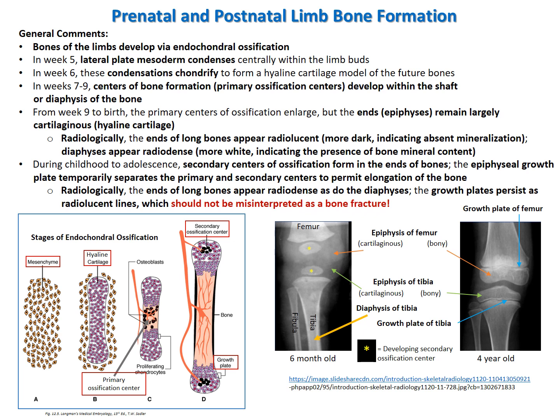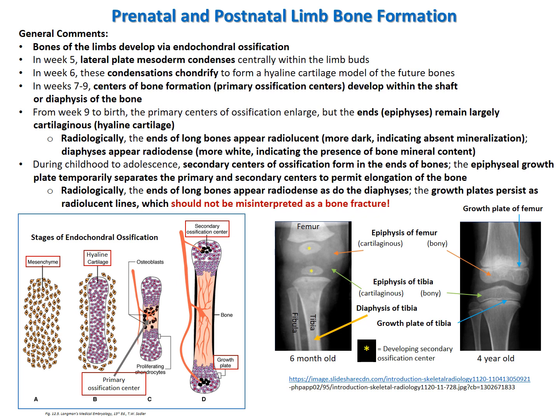From the illustration below, as the limbs elongate, mesenchymal models of the bones are first formed by cellular aggregations or condensations of lateral plate mesoderm in week 5. During week 6, these condensations subsequently chondrify to form a hyaline cartilage model of the future bones. In weeks 7 to 9, centers of bone formation, also called primary ossification centers, develop within the shaft, or diaphysis, of the bone. From week 9 to birth, the primary centers of ossification enlarge, but the ends, or the epiphyses, remain largely cartilaginous.